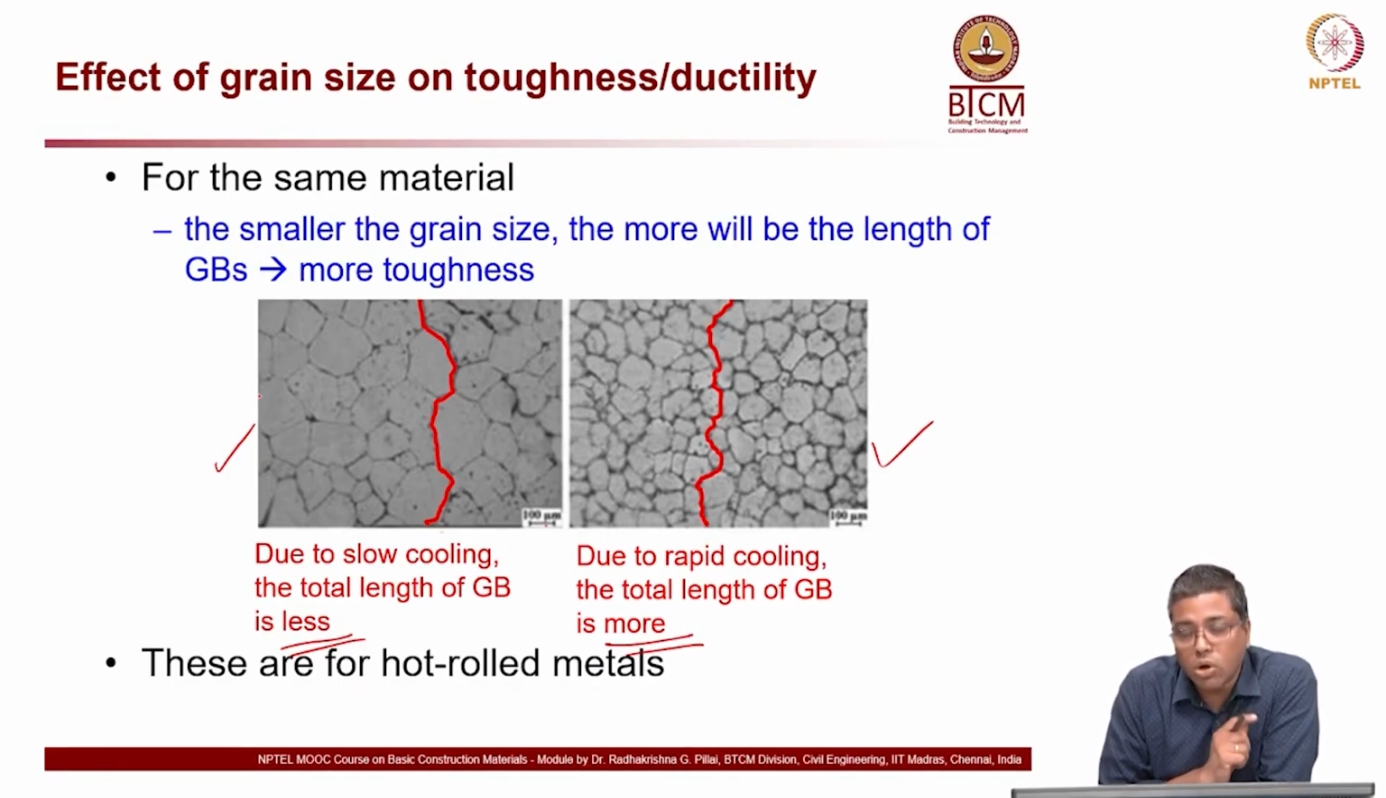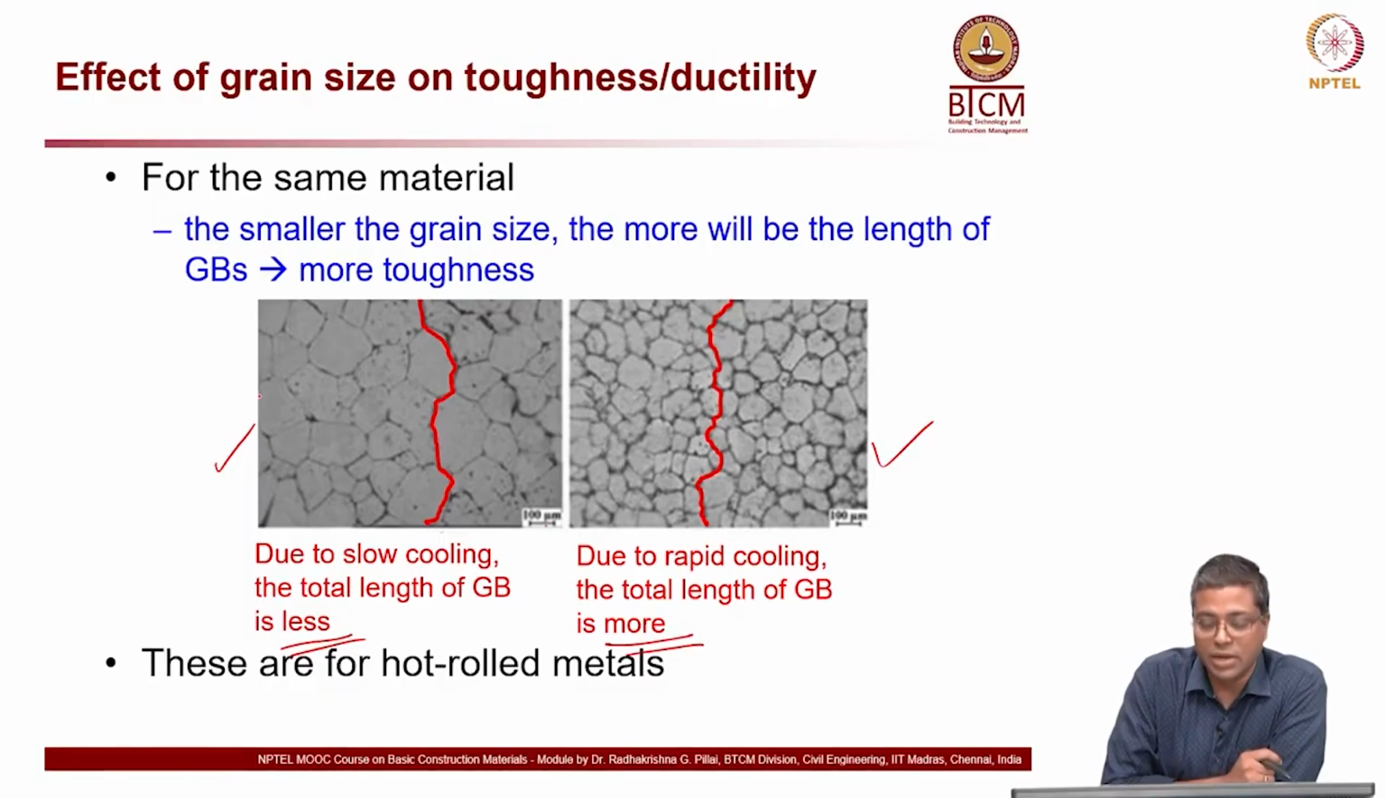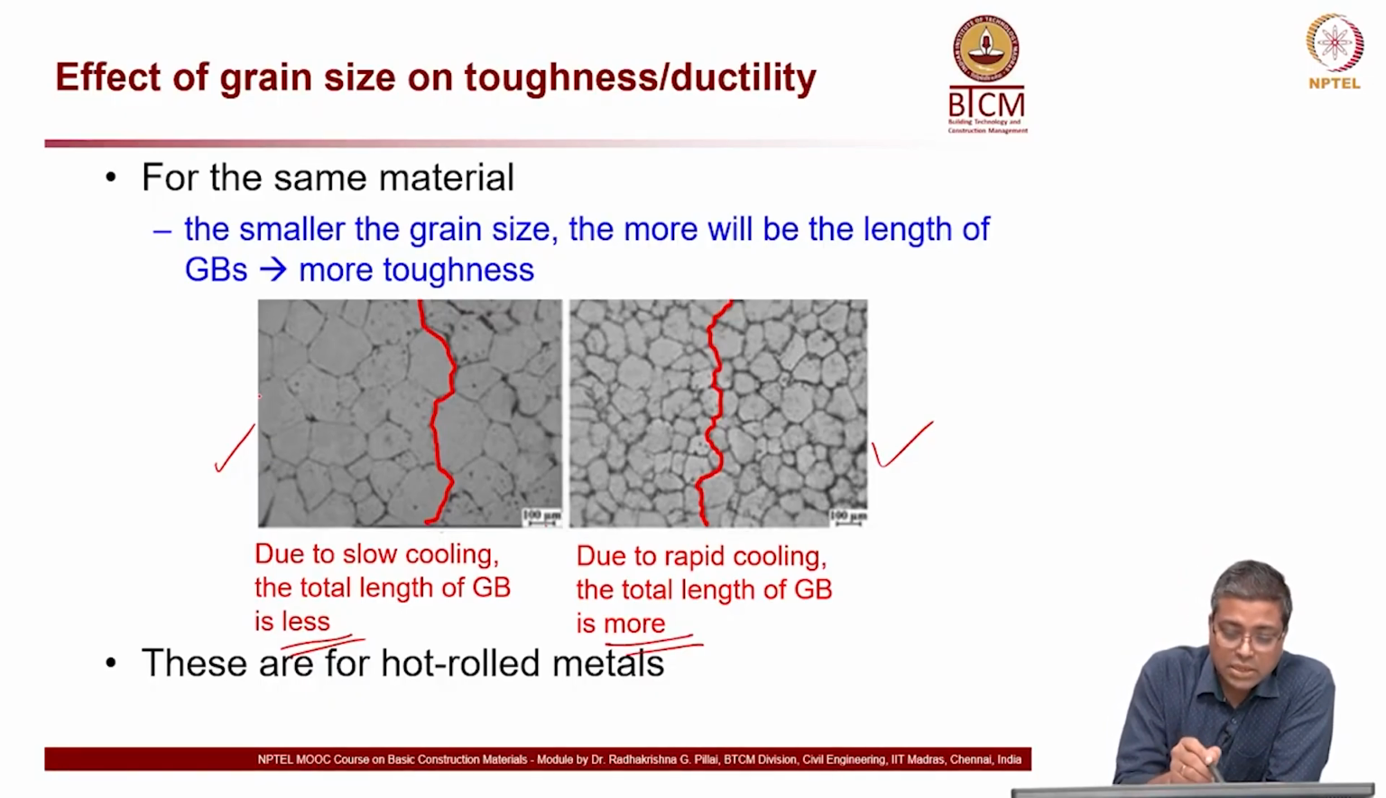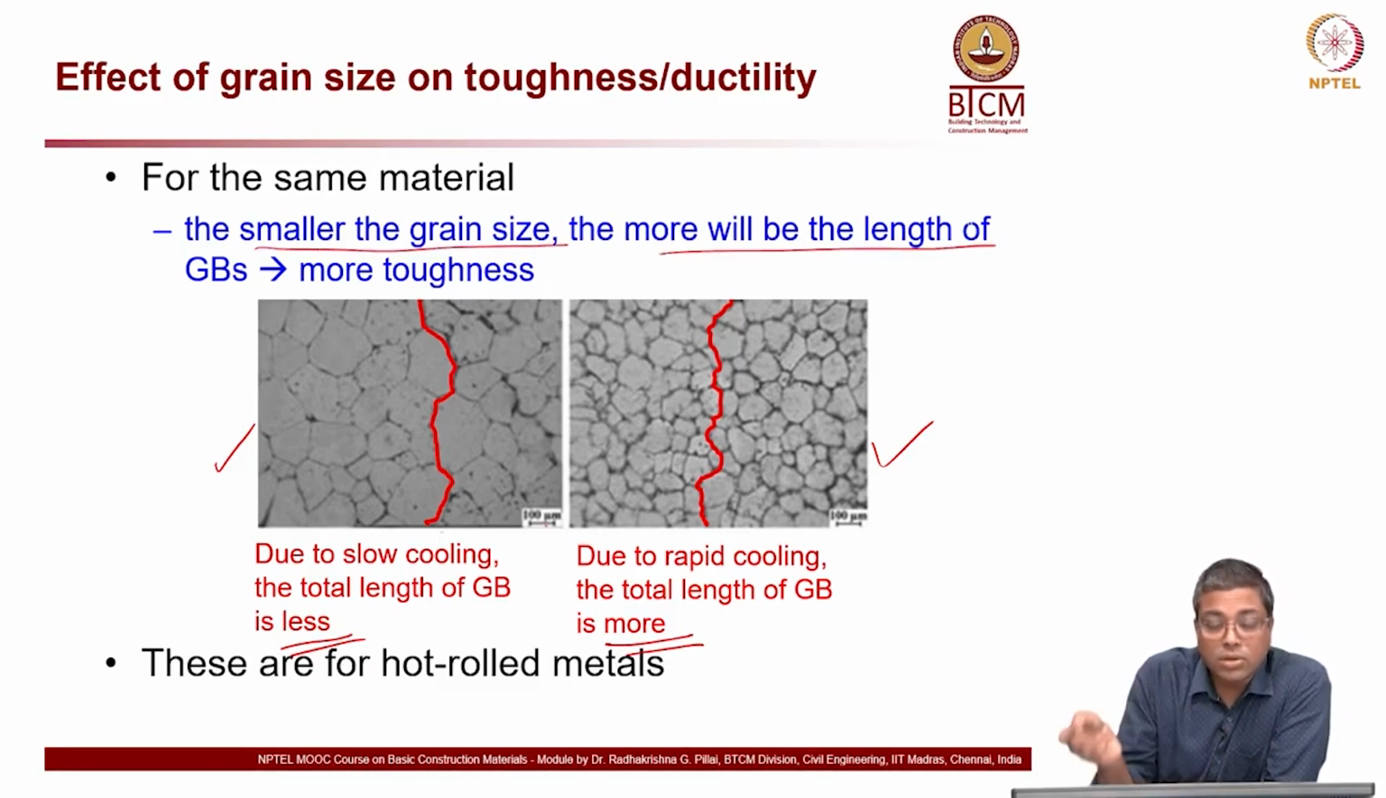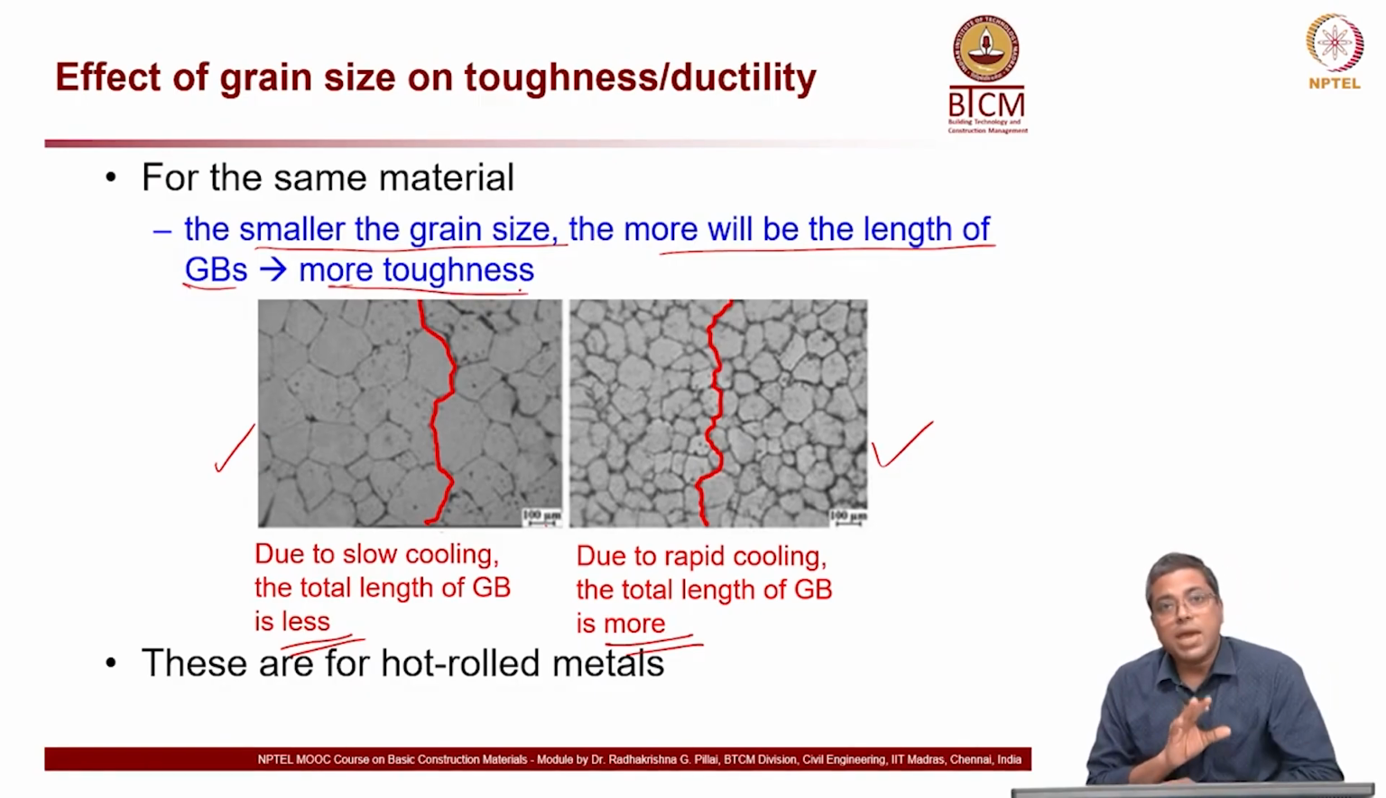Now, when you have shorter length, that means the energy required to move a dislocation along that would be also relatively less. So, the message here is, smaller the grain size, the more will be the length of the grain boundary and hence more toughness. These are mainly for hot rolled metals.